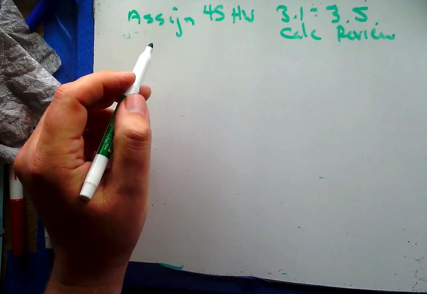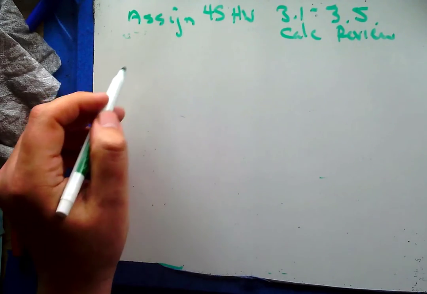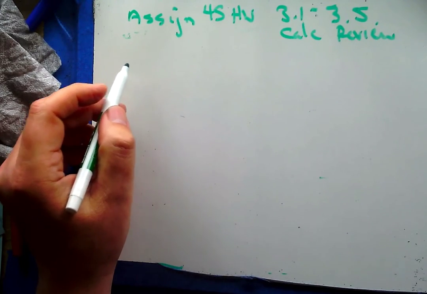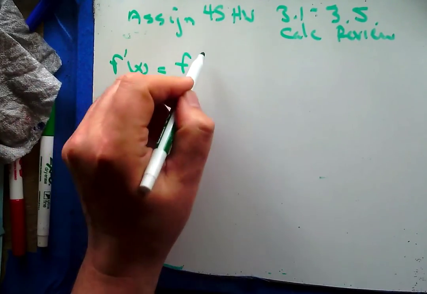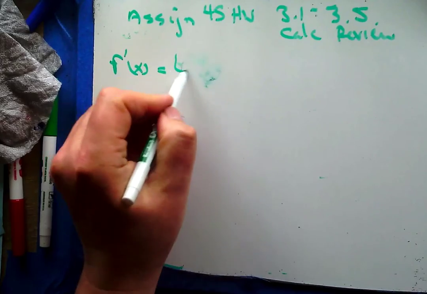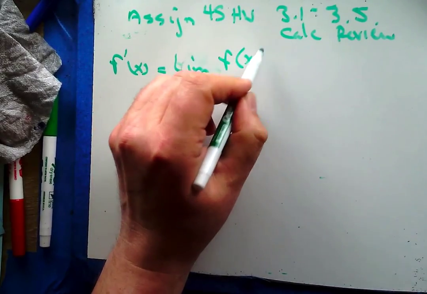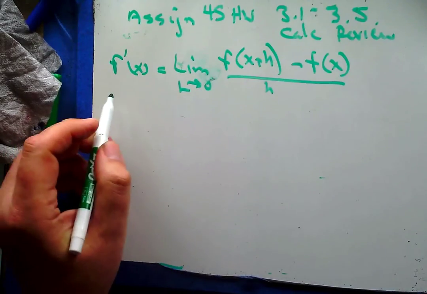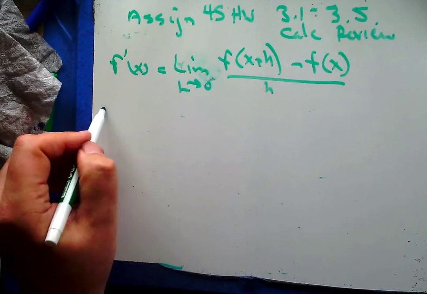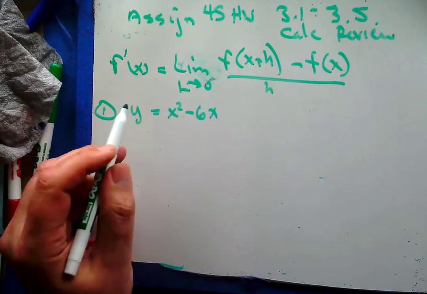It says, using the limit definition of the derivative, find the derivative of the following. Okay, and I've been given the general derivative. It's the limit as h heads to 0 of f of x plus h minus f of x all over h. So our f of x in problem number 1 is y equals x squared minus 6x.